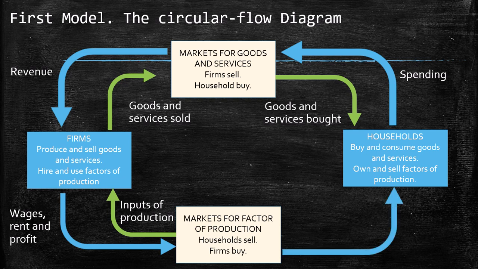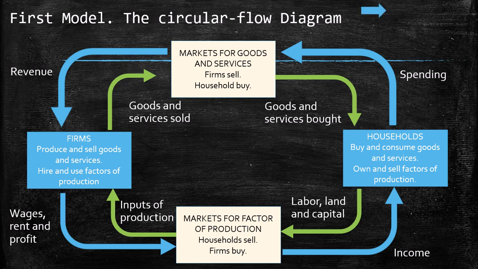So these markets for factors of production provide the households some income, but in exchange for this income they provide labor, land, and capital. So we see here how the blue arrow represents the flow of dollars, which is on the outer side, and on the other side we have the green arrow, which represents the flow of goods and services.